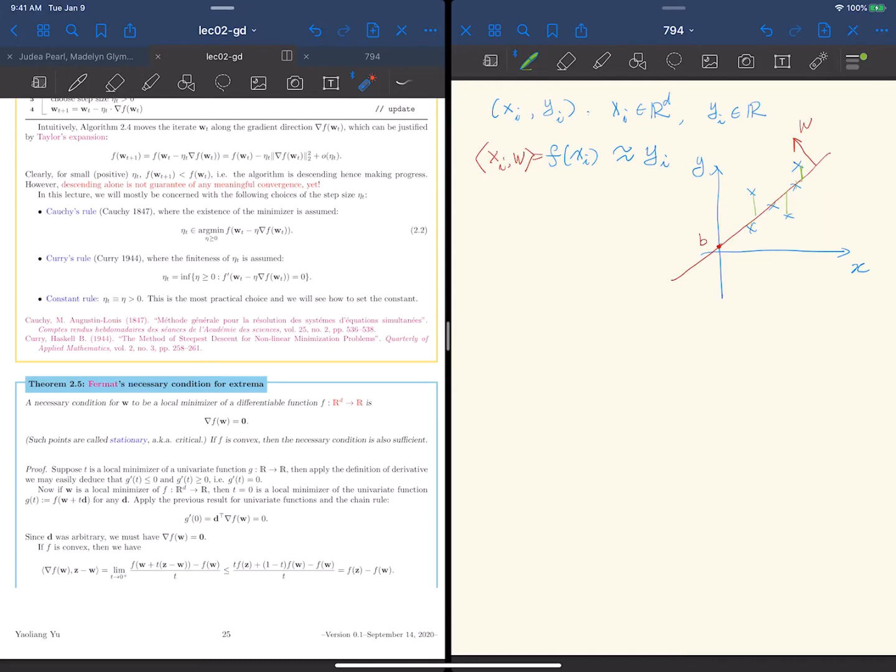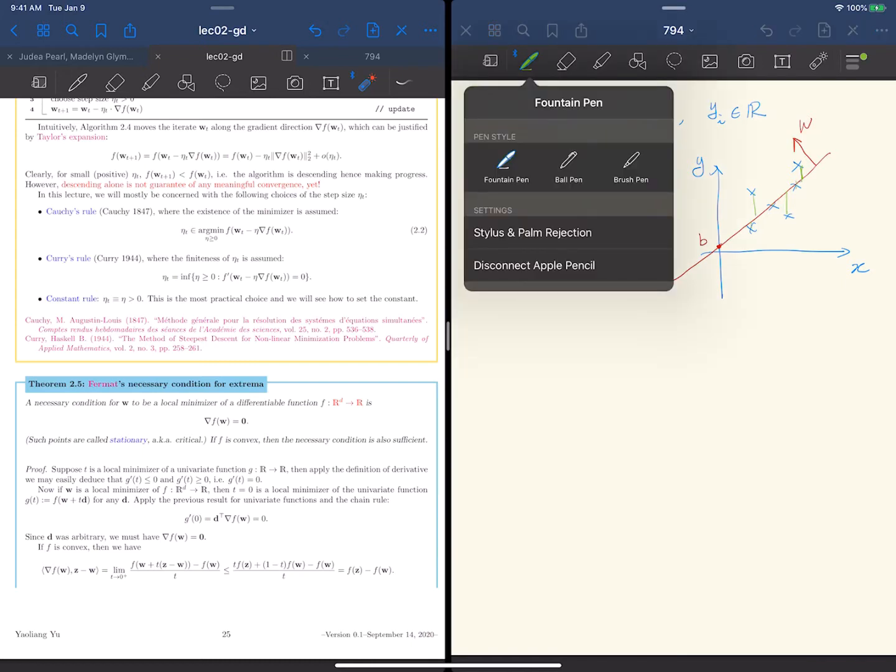Okay, in fact, any point that satisfies this equation is called a stationary point, or some people call it a critical point. Okay, and you can easily construct examples to show a stationary point may not be a local minimizer, but if the function is convex, then any stationary point is actually a global minimizer. Okay, the example to keep in mind is the following.